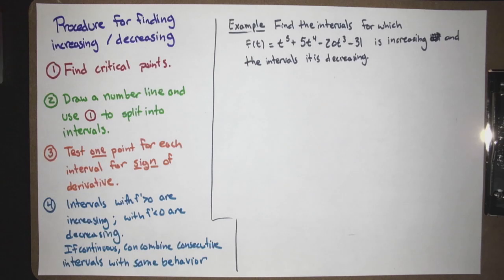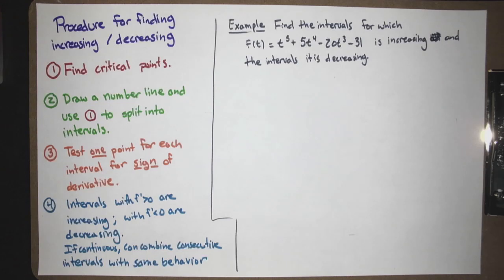All right, so we found our critical points. We use that to chop up our line into intervals. We're testing each interval to see the sign. Finally, where we see a positive sign for the derivative, we're increasing. Negative sign means decreasing. And it is possible to combine. If I see an increasing immediately followed by an increasing, we just glue them together. So let's do an example.